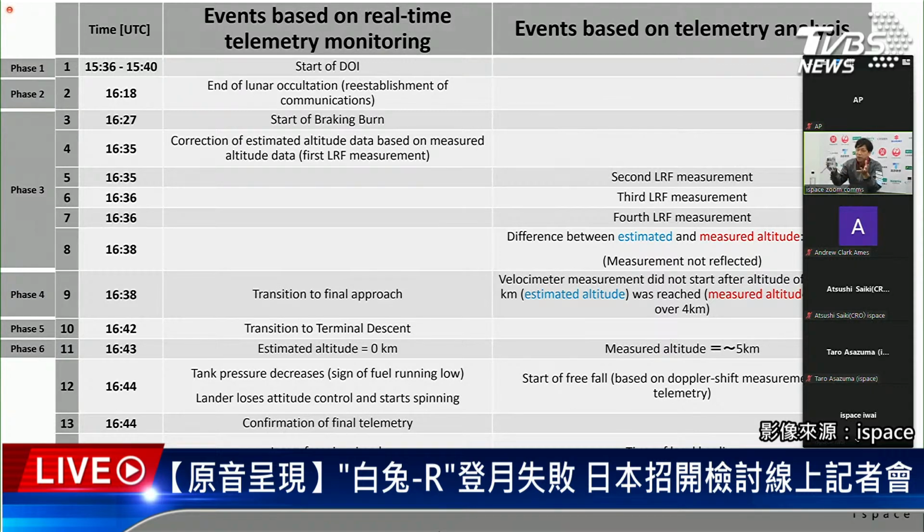We also confirmed that indication with tank pressure monitoring. And then finally, free fall started, and then it reached the loss of communication. This is the event sequence of that landing day. Then please move on to the next slide.